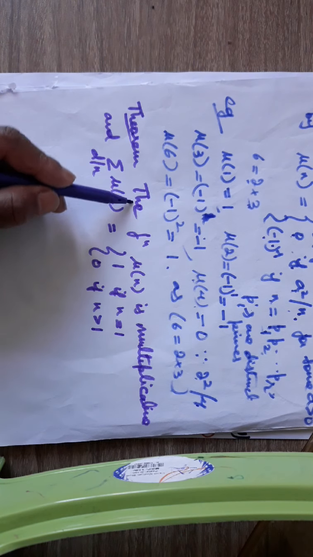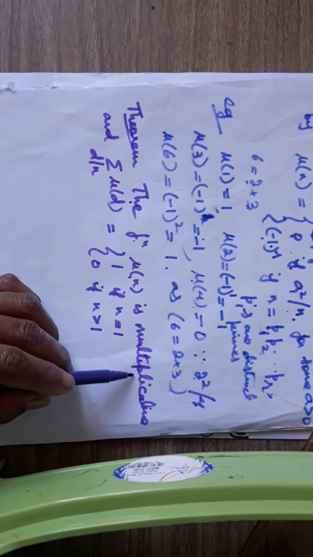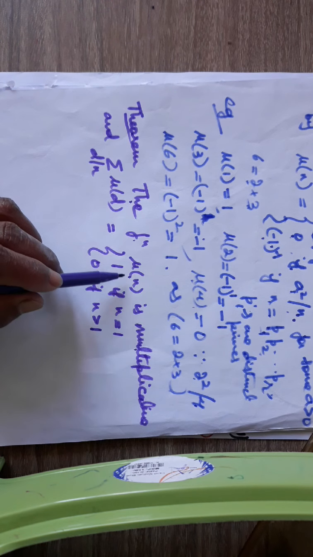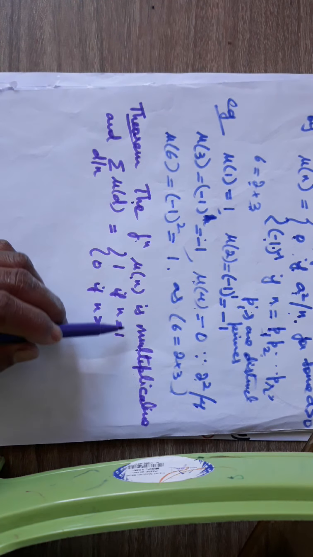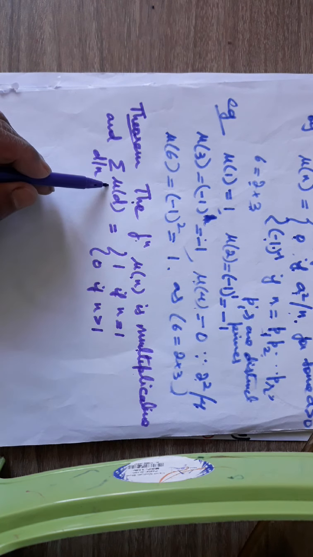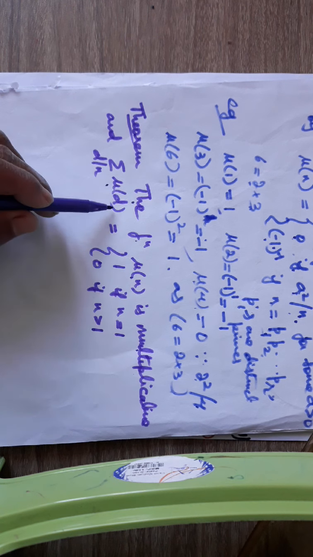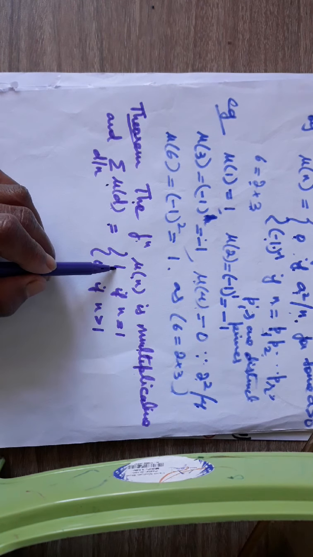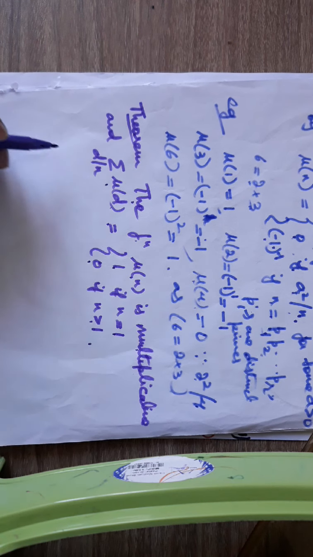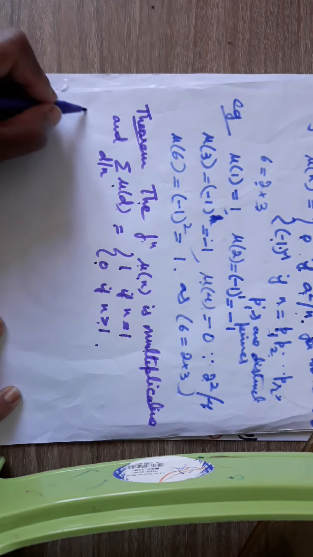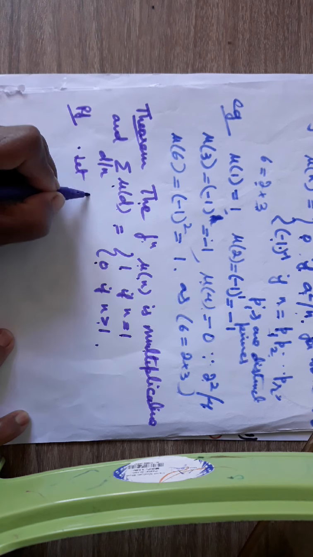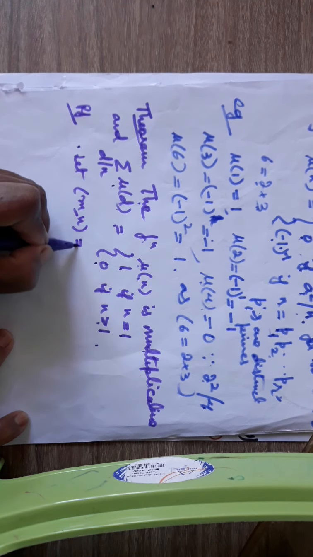First of all, we have to prove that the function mu n is a multiplicative function. By multiplicative function, we mean that mu of mn is equal to mu of m into mu of n whenever GCD of m and n is equal to 1. And the second part of this theorem is that you have to show that the summation of mu d is equal to 1 if n is equal to 1, or equal to 0 for n greater than 1. So first of all, let us show that mu n is multiplicative. Let GCD of m and n be equal to 1.